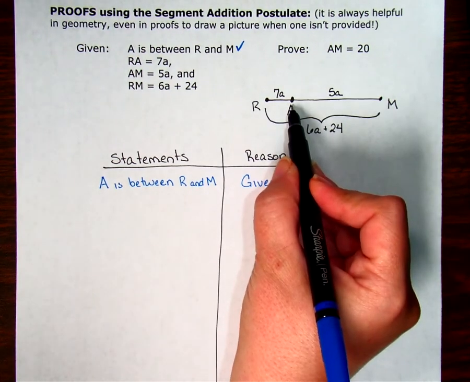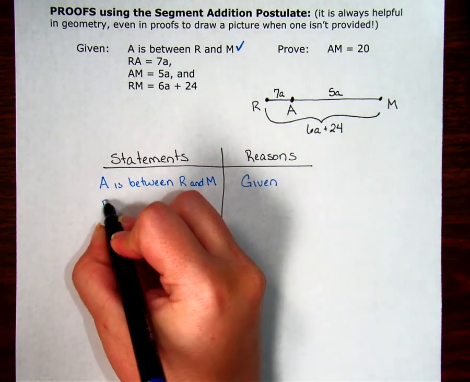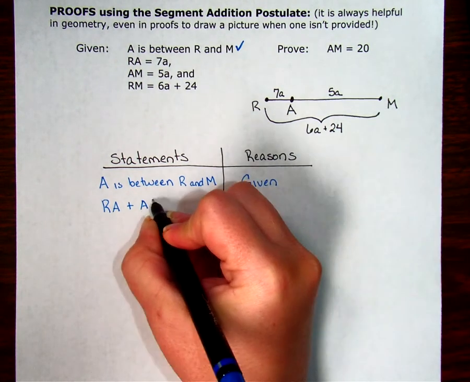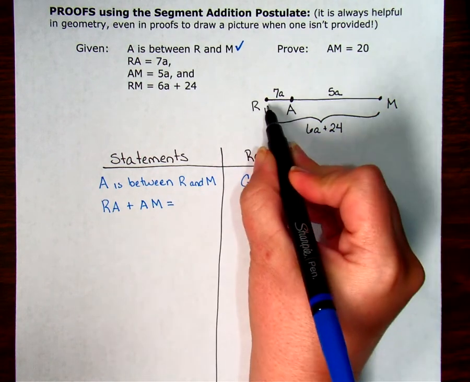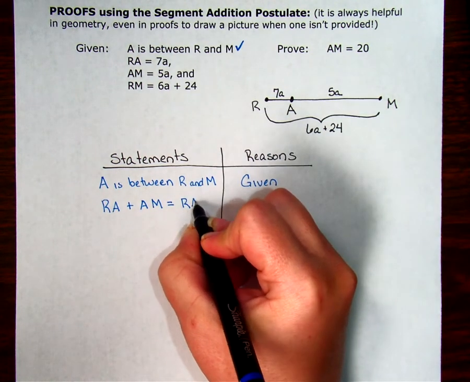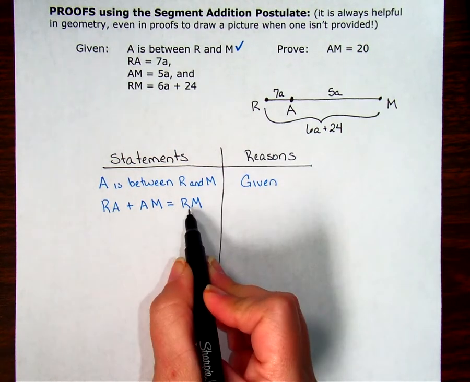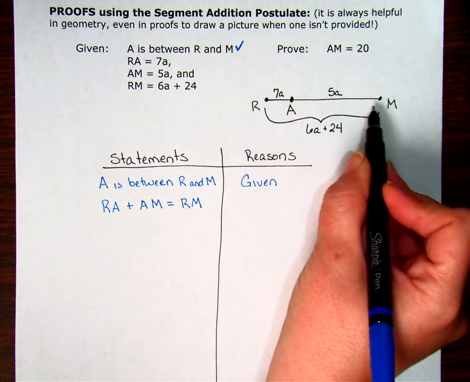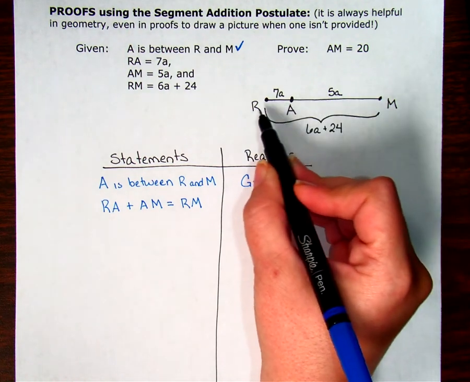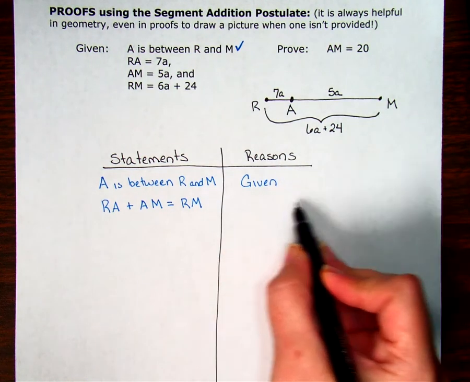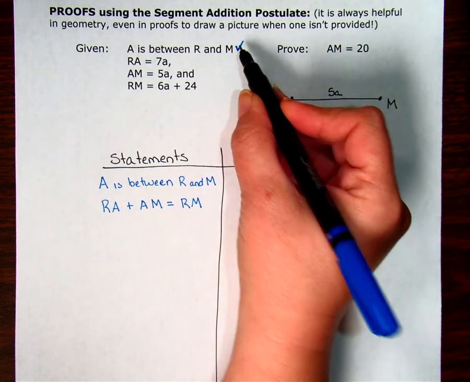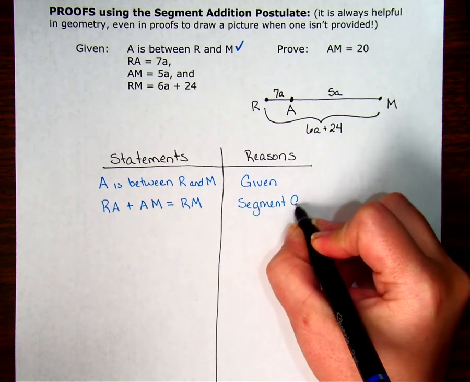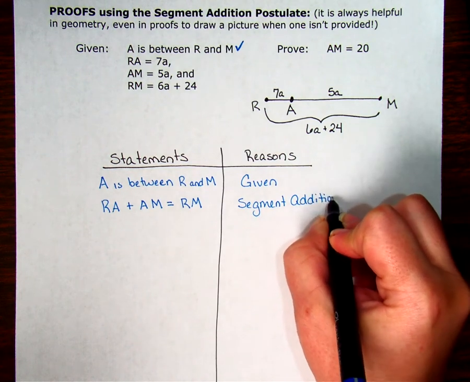I know once A is in between, RA plus AM equals the whole thing, RM. And this equation might be difficult to come up with if we hadn't drawn the picture and could see that RA and AM are my two smaller segments that make up the whole RM. Okay? And then I don't put given here. We got it because we were given this, but we're using the segment addition postulate.